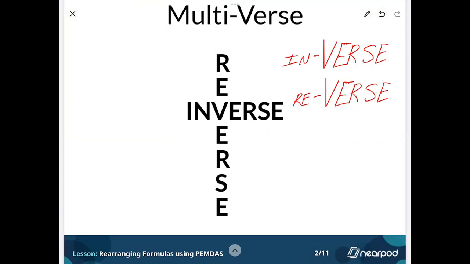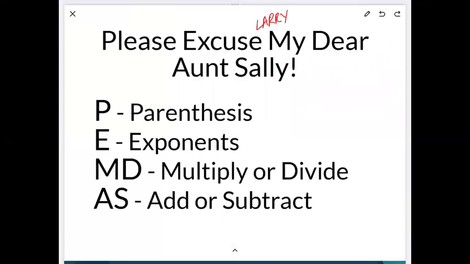Now, the traditional PEMDAS is Please Excuse My Dear Aunt Sally, but I've added Please Excuse Larry, My Dear Aunt Sally. The reason I'm doing that is logarithms are important, and they're on the same level as exponents. So I just wanted to throw that L in there for logarithms.